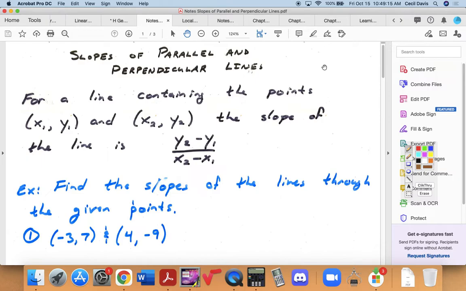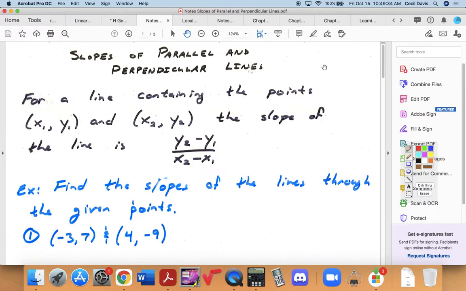Anyway, so slopes of parallel and perpendicular lines. First of all, a reminder of how you find slope for a line containing the points (x1, y1) and (x2, y2). The slope of the line is y2 minus y1 over x2 minus x1.